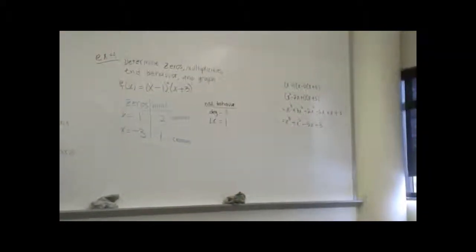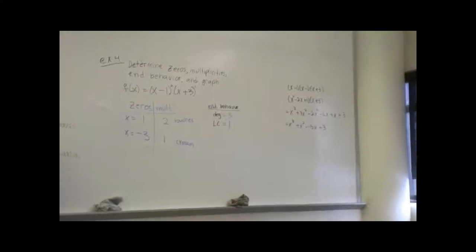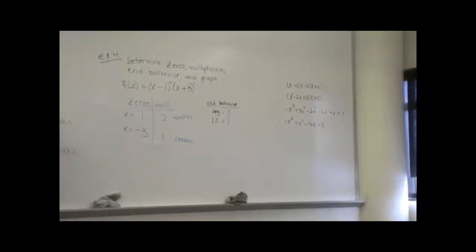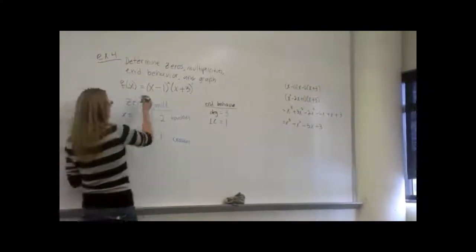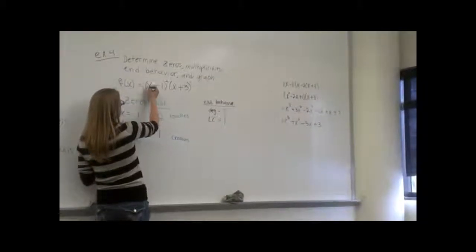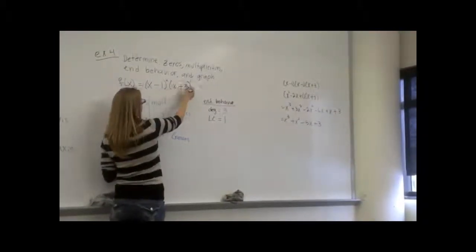So is the leading coefficient always the number within brackets? Like it's negative one? It's whatever the number is out here times the number here to the power of 2 times the number here to the power of 1.